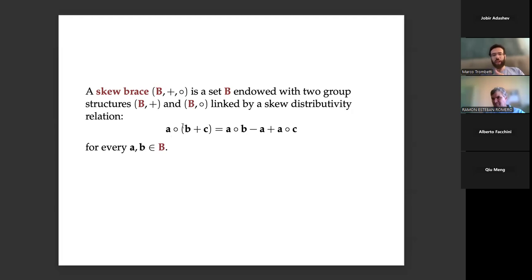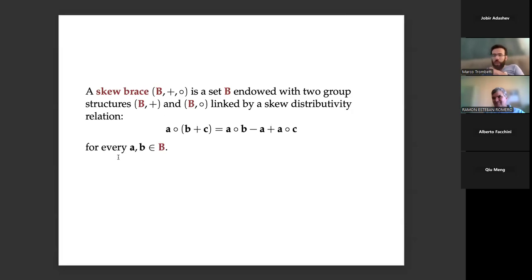There is also a right skew brace if you require that the distributivity relation is on the right instead of on the left. But I prefer to speak about left skew brace. For example, I think Rump and also Andrea Caranti, they like more the right skew braces, but this is just me. And just to fix some notation, here you get the plus, but you should know that the plus is not abelian necessarily. If this thing is abelian, then you just speak of a brace instead of a skew brace.